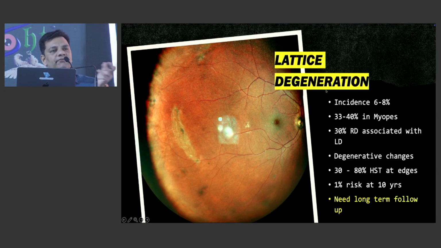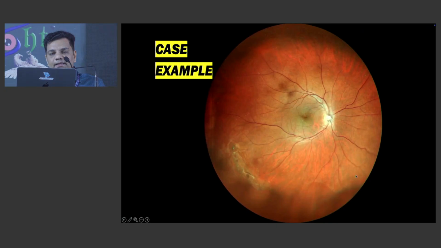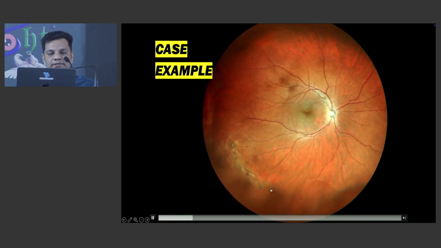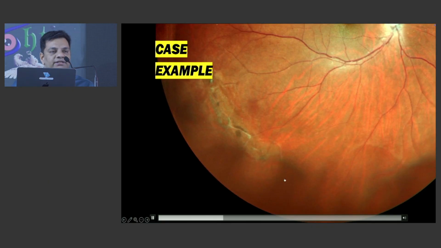So most commonly what you see in the OPD is lattice degeneration. Incidence is 6 to 8%, 30 to 40% in myopes, and 30% of RDs are associated with these lattice degenerations. So let's look at this case. This was a patient who came with a lattice degeneration to our OPD.